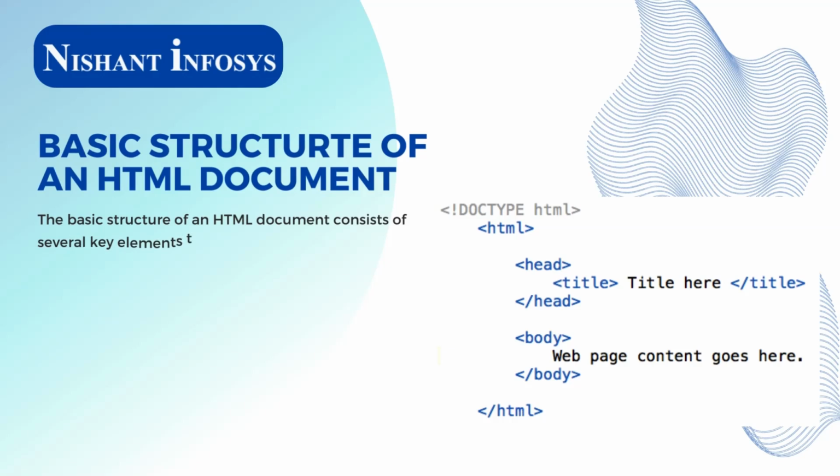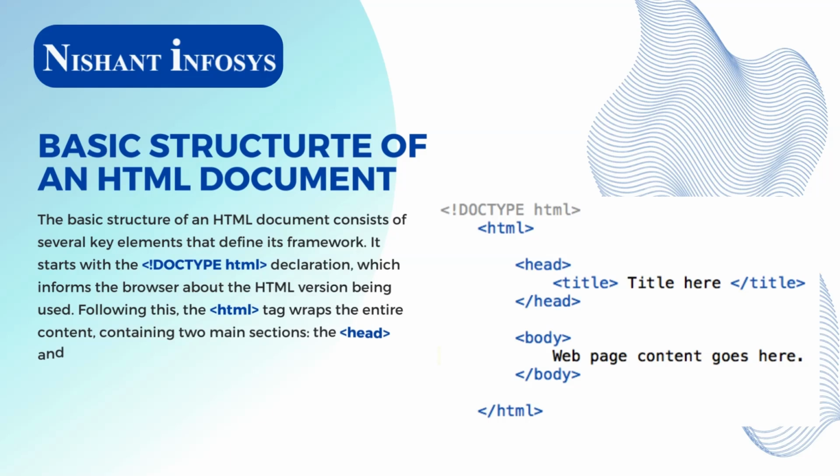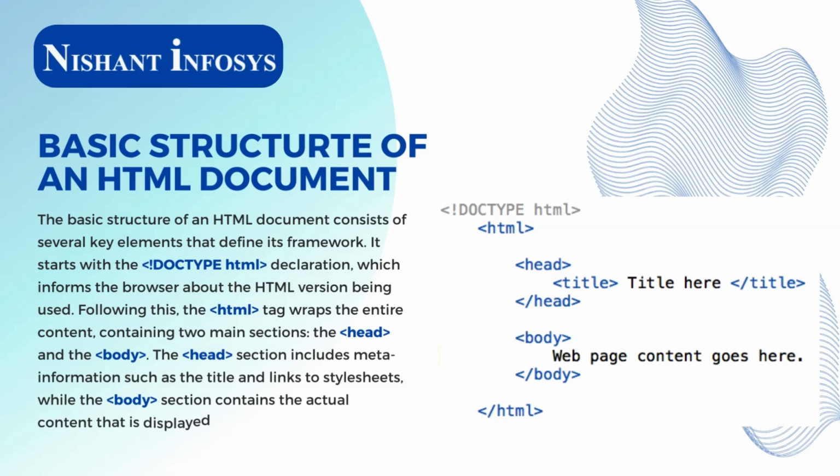The basic structure of an HTML document consists of several key elements that define its framework. It starts with the doctype HTML declaration, which informs the browser about the HTML version being used. Following this, the HTML tag wraps the entire content containing two main sections, the head and the body. The head section includes meta-information such as the title and links to style sheets, while the body section contains the actual content that is displayed on the web page, such as text, images, and links.